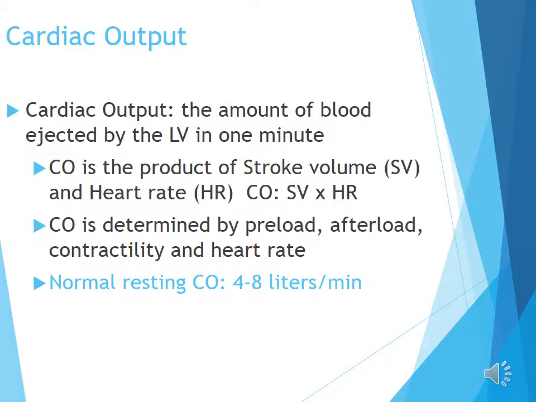Cardiac output has a lot of determining factors, so preload, afterload, contractility, and the patient's heart rate all go into the factors that are going to affect how much of that blood is coming out of the left ventricle each minute. Normal resting cardiac output for a healthy adult is 4 to 8 liters per minute.